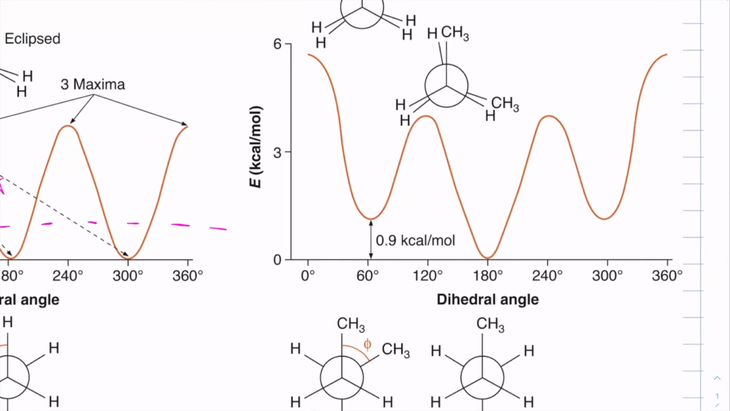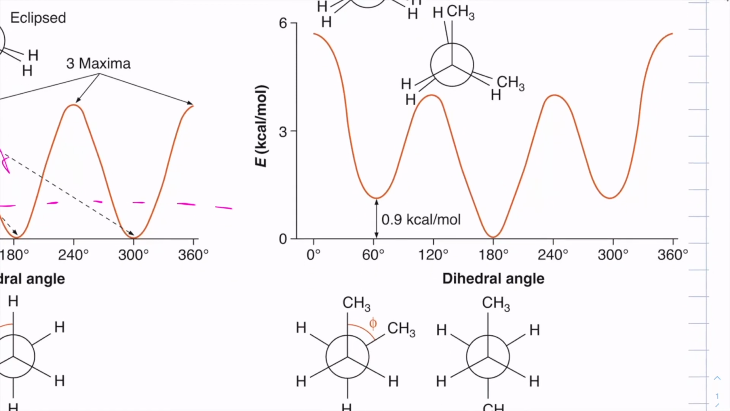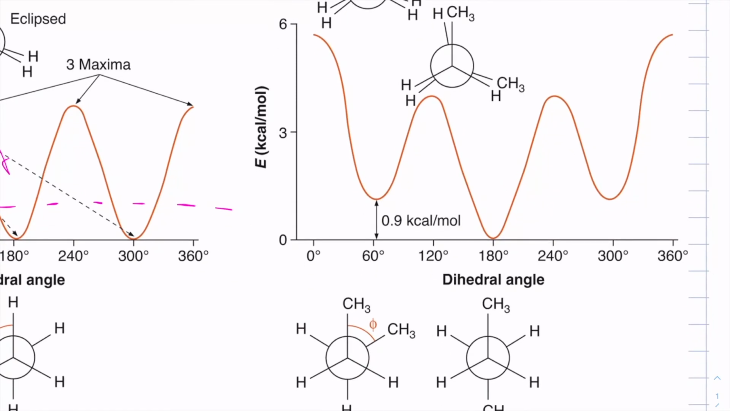All right, in butane you've got the two methyl groups, so there are a few different staggered conformations. You have the anti one, where the methyl groups are opposite each other, and that's the global energy minimum. And then just about a kcal per mole above that, you have the gauche conformation, where the dihedral angle between those methyl groups is around 60 degrees.